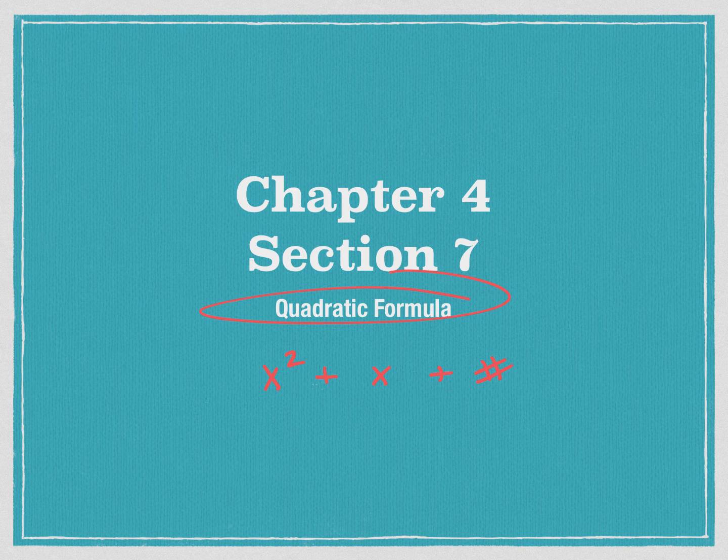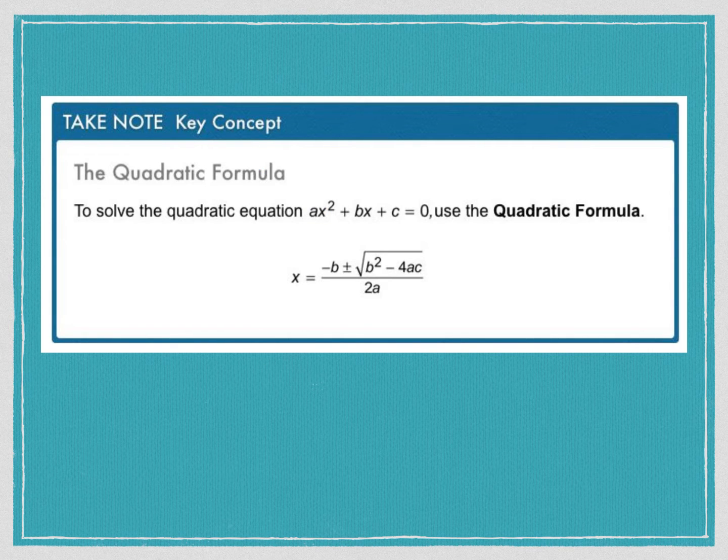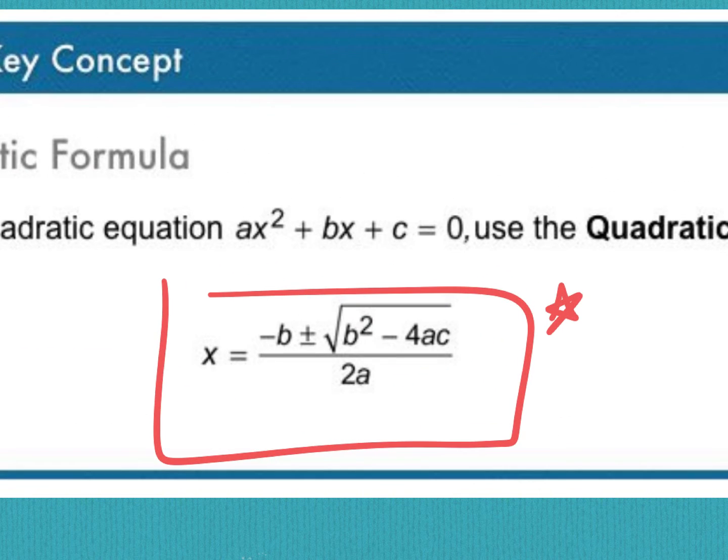So, the quadratic formula. Our quadratic formula is this: x is equal to negative b plus or minus the square root of b squared minus 4ac, over 2a. You guys have to memorize this. Everything in this formula comes from the number in front of the x squared term, the number in front of the x, and just the number. So it has to be in this order.